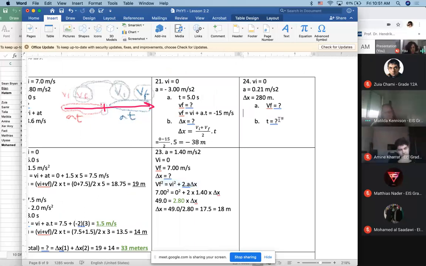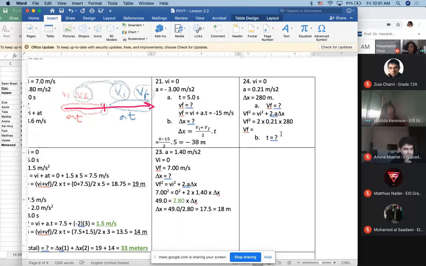Yeah. And replace. V initial is 0, so I'm gonna simply remove it. Acceleration is, so times 0.21. Yeah, and delta x is known to be 280. I can do that in one shot. Please do the calculation and then give me the final answer, square root the answer. Okay.